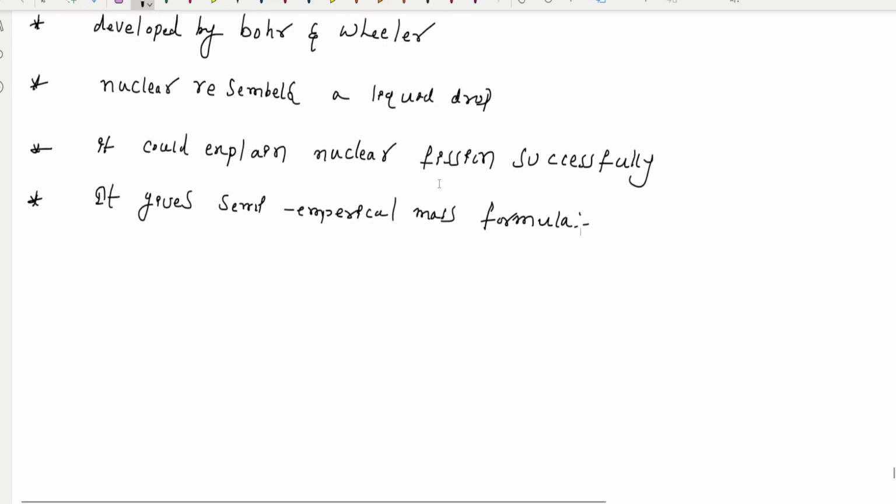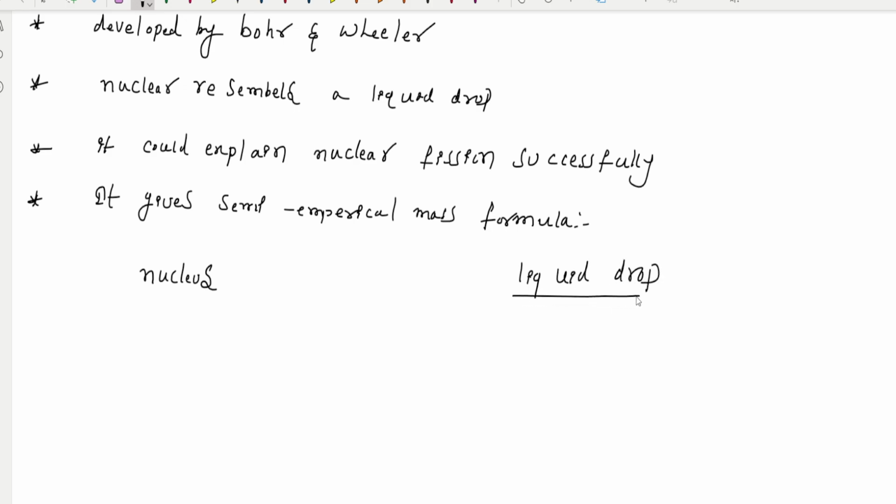So let us spend a little bit of time on the similarities between the nucleus and the liquid drop. If you want to derive the semi-empirical mass formula, then you need to remember all these points. Okay. First similarity between nucleus and liquid drop: nuclear forces.